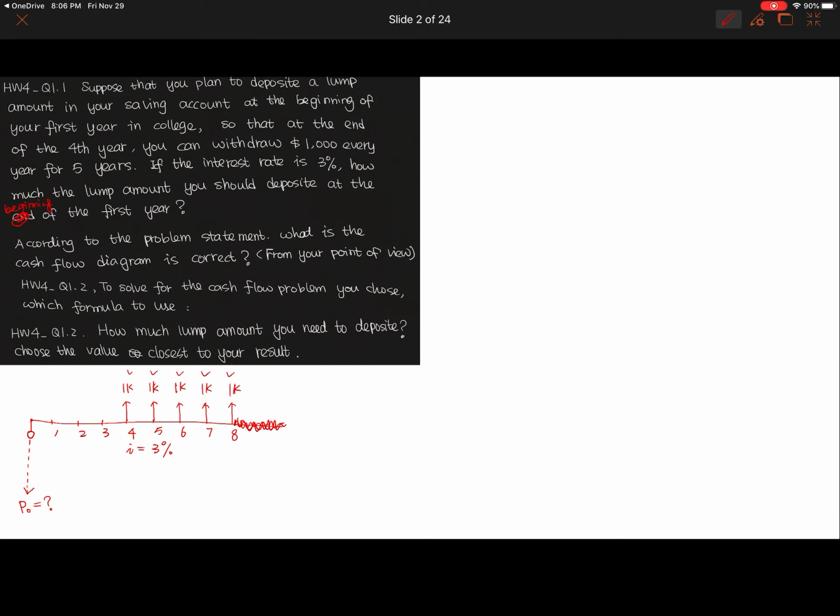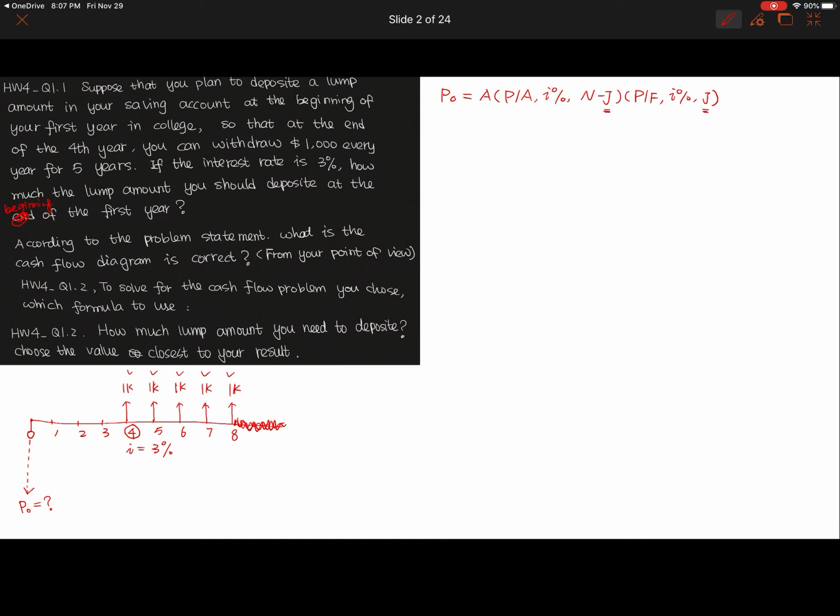If you remember, the formula is P0 equals A, that's the amount of your deferred annuity, times P/A, i%, N minus J, times another factor, P/F, i% and J. We said it's very important to determine what your J is. In the deferred annuity case, J is where you start the cash flow minus 1.